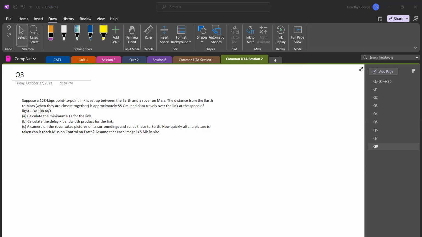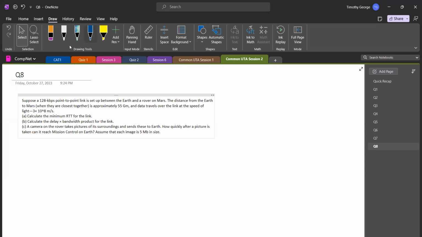Suppose a 128 kilobits per second point-to-point link is set up between Earth and a rover on Mars. The distance from the Earth to Mars when they are closest together is approximately 55 gigameters, and data travels over the link at the speed of light, 3 into 10 raised to power 8 meters per second. Calculate minimum RTT, delay times bandwidth. Cameras on the rover take pictures of the surroundings and send them to Earth. How quickly after a picture is taken can it reach?